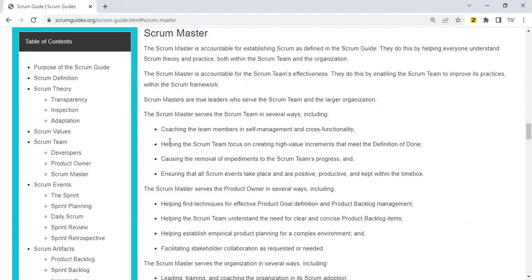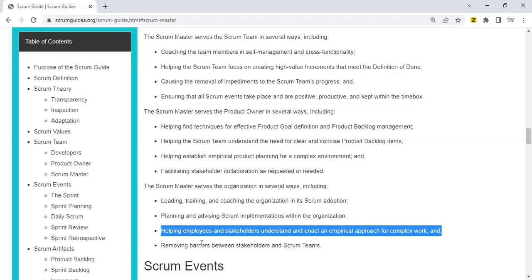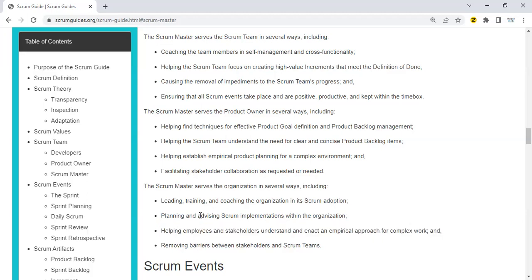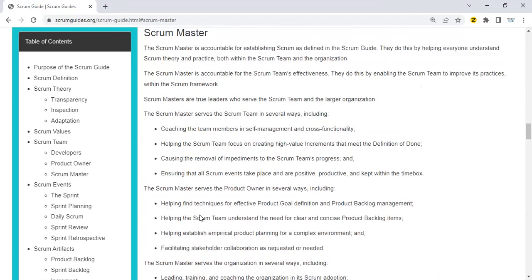So they coach the team, they help the team focus on creating high value increments, they cause the removal of impediments, they ensure that the team attends all its events, the Scrum events, and they make sure they're positive and productive. And then they serve the product owner in different ways. Like I said, I've already covered those. And then the Scrum Master serves the organization in several ways, leading, training, coaching, planning, and advising Scrum implementations across the entire firm, helping employees and stakeholders understand and enact an empirical approach for complex work and removing barriers between stakeholders and Scrum teams. And that's what the Scrum Master is meant to do at that level.